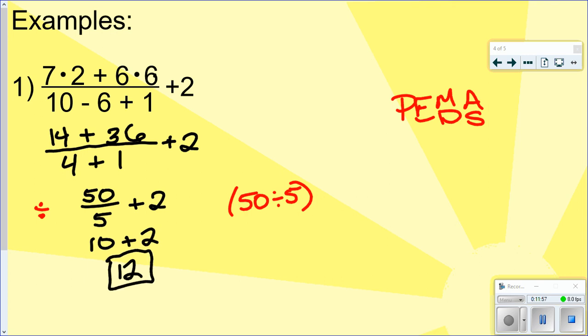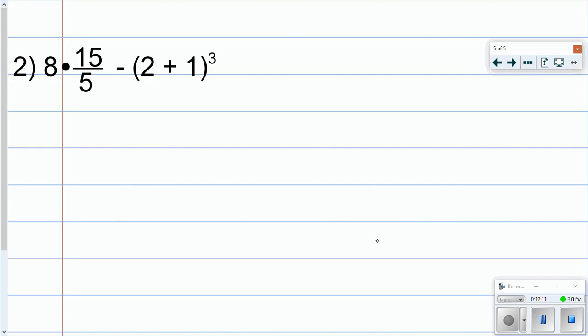So again, when you have a problem that's set up like this, simplify the top using PEMDAS, simplify the bottom using PEMDAS, then divide them, and then the last step was to add the 2. All right, so let's look at one more example here. So again, this 15 over 5 fraction here is really nothing more than 15 divided by 5.